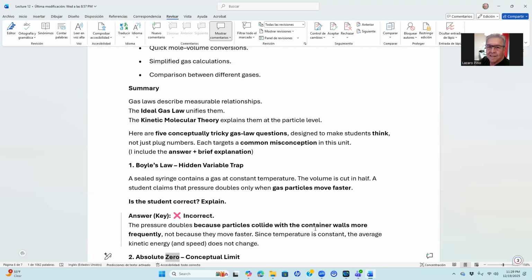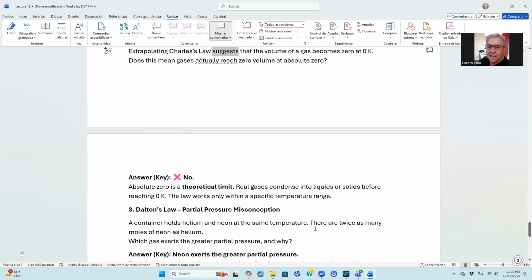2. Absolute zero, conceptual limit. Extrapolating Charles's law suggests that the volume of a gas becomes zero at 0 K. Does this mean gases actually reach zero volume at absolute zero? Answer: no. Absolute zero is a theoretical limit. Real gases condense into liquids or solids before reaching 0 K. The law works only within a specific temperature range.